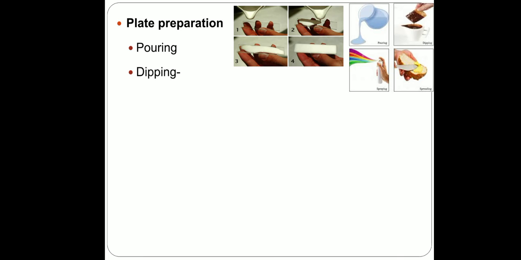Dipping technique. Two plates are dipped into the slurry and separated after removing. Two plates are kept together, dipped into the slurry, and after that they are separated. Then each plate is allowed to dry. That is the dipping technique. So first one pouring, second one dipping.